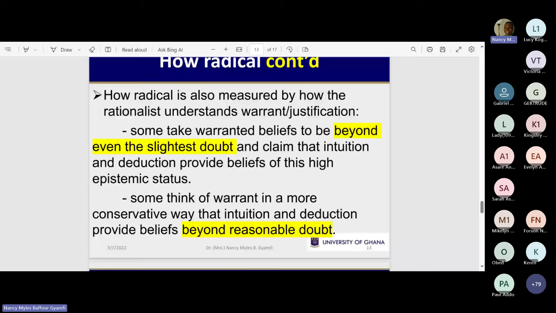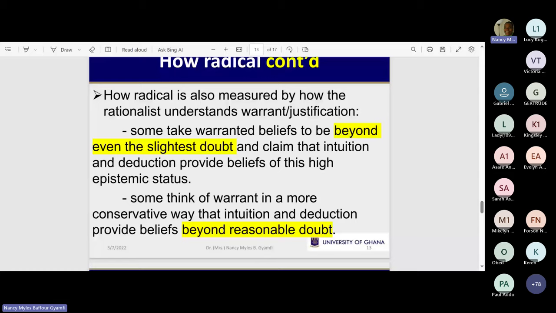Now listen, some warranted beliefs go beyond even the slightest doubt. When you make that self-evident claim, it seems to be beyond the slightest doubt, as in, what I have arrived at by my mind through such intuition and deduction. There is no way, look at the language, no way we can even raise any doubt about it. That generates a certain sense of radicalism. How radical can that be? Who said that what we know self-evidently cannot be doubted? You think there is no way to doubt it? It increases the degree of radicalism, extremism, when you say all such things are beyond reasonable doubt.